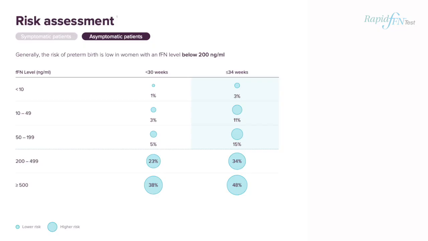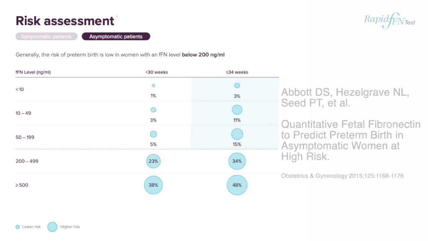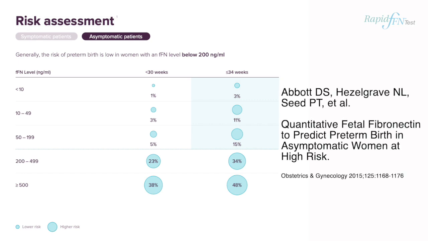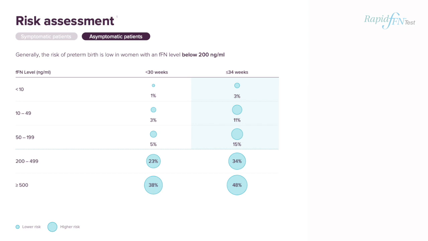Again, you can see that as the quantitative fetal fibronectin result increases within this asymptomatic patient group, so does the risk of delivery. The following study shows that nearly 70% of asymptomatic high-risk women between 23 and 28 weeks of pregnancy will have a quantitative fetal fibronectin of less than 10 nanograms per milliliter. We know that having a quantitative fetal fibronectin less than 10 nanograms per milliliter means that their risk of a preterm birth is no greater than a general obstetric population, which is 3.3%. So they can likely be managed per normal antenatal care.